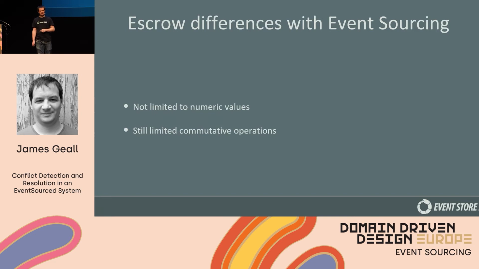Differences between escrow and event sourcing. Events can contain any payload you want. You are no longer limited to numerical values. It is, however, still limited to commutative operations. However, that generally tends to mean commutative at a business level. I changed my address and someone else changed my credit limit. Those are two completely different operations that have no conflict. And the roll-up of my state ends up being correct regardless of the fact that we didn't use optimistic concurrency.